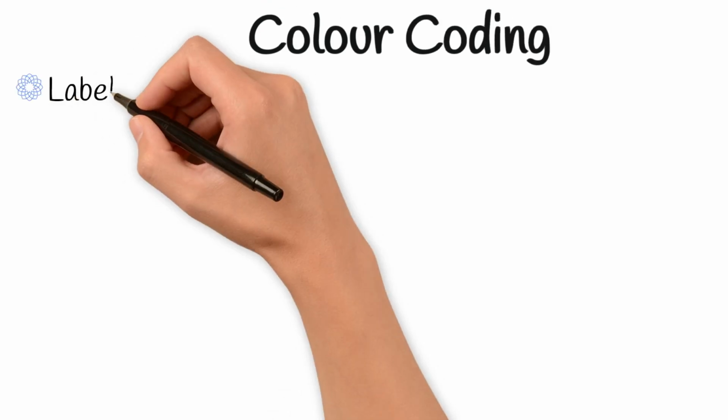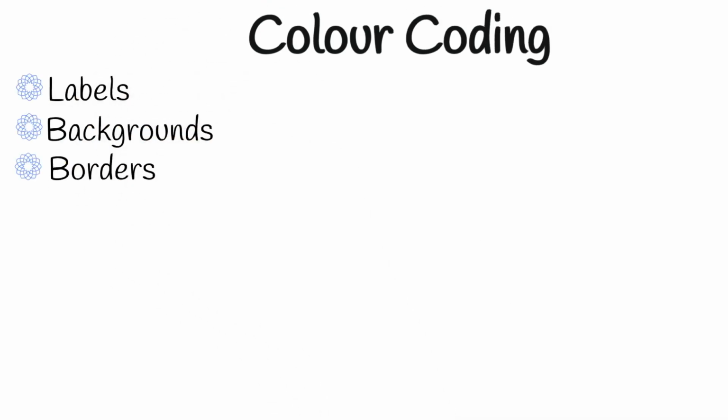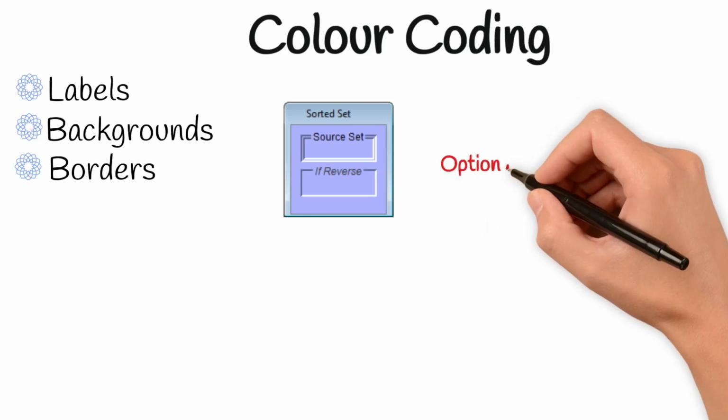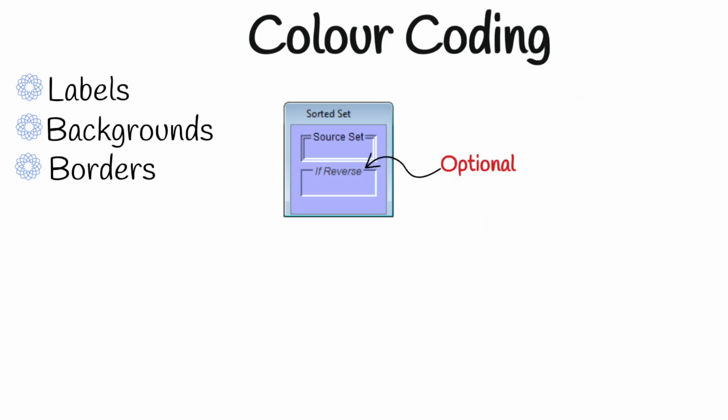Simple colour coding of the labels, their backgrounds, and the borders can convey useful information about an attribute. If you look closely at the if reverse attribute of the sorted set invert, you can see that its label is shown in grey italics. This indicates that it is optional and therefore does not need to be specified.